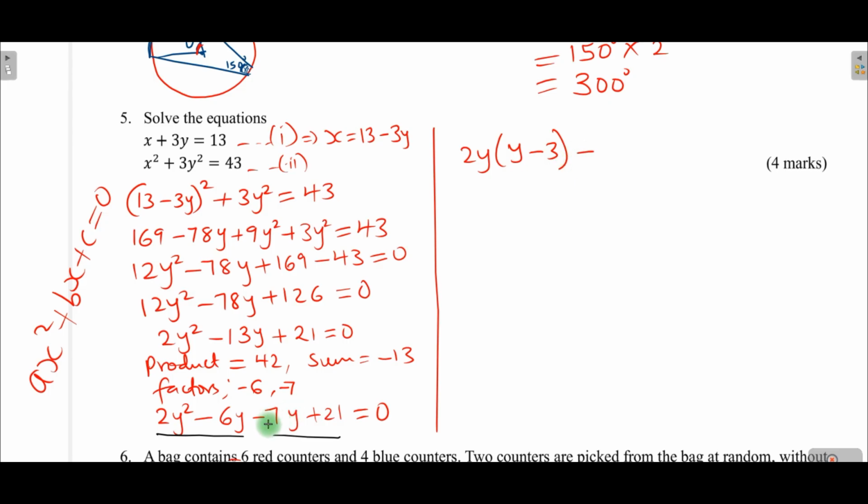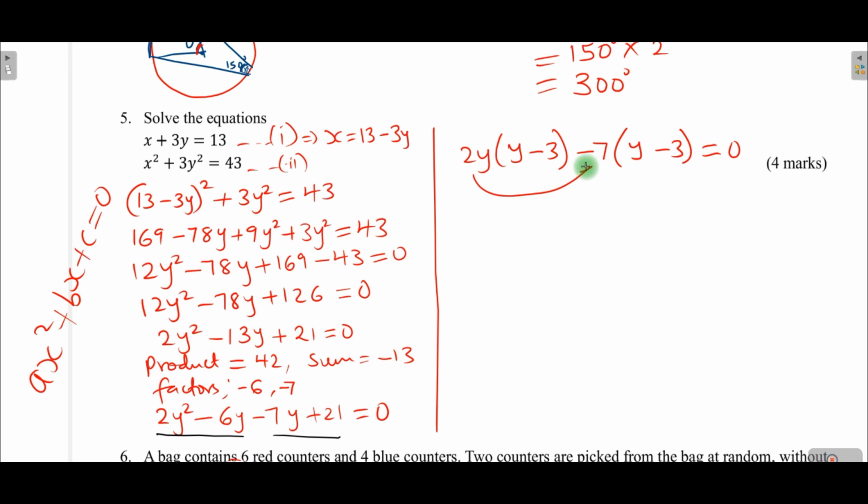Then the other case, 7 is common. I have 7 here, 21, 7 is common. So minus 7 will be common. So minus 7y divided by minus 7, get positive y. Then 21 divided by minus 7, get minus 3. Close the bracket, everything is equal to 0.